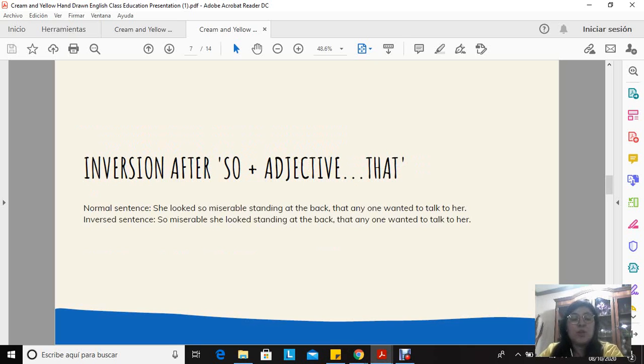Now, there's another way: using an inversion after so plus the adjective plus that. For example, in a normal sentence, she looked so miserable standing at the back that no one wanted to talk to her. In an inverse way it would be, so miserable she looked standing at the back that no one wanted to talk to her.